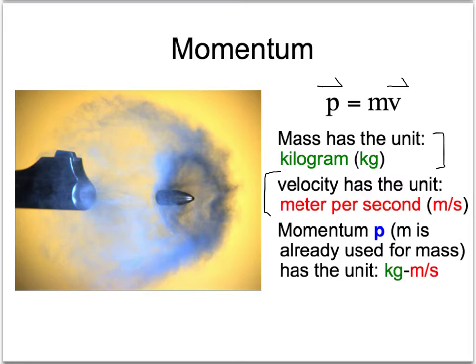And momentum, p, since m is already used for mass, we use p for momentum, has the unit kilograms times meters per second. Which makes sense because if you do kilograms times meters per second, you get kilogram meters per second. Pause if you need to get any of that down. And then I'm going to go on to an example.